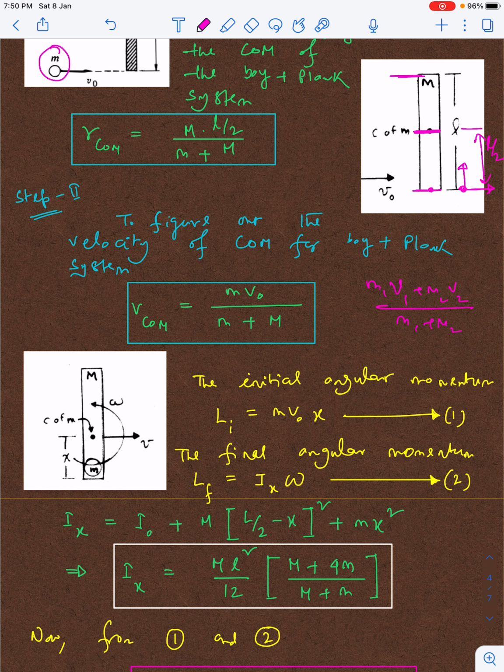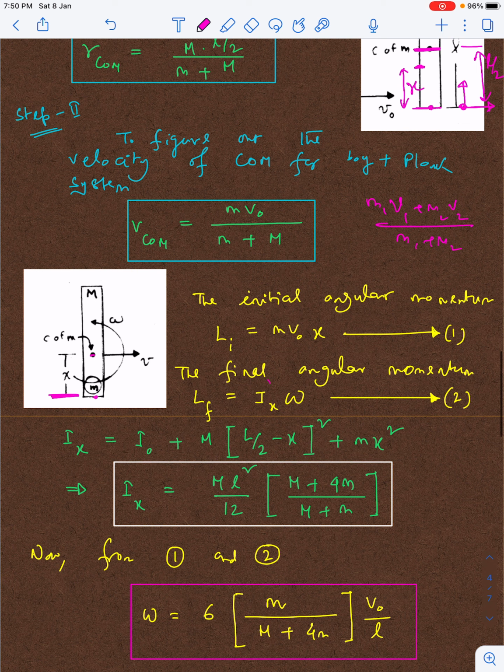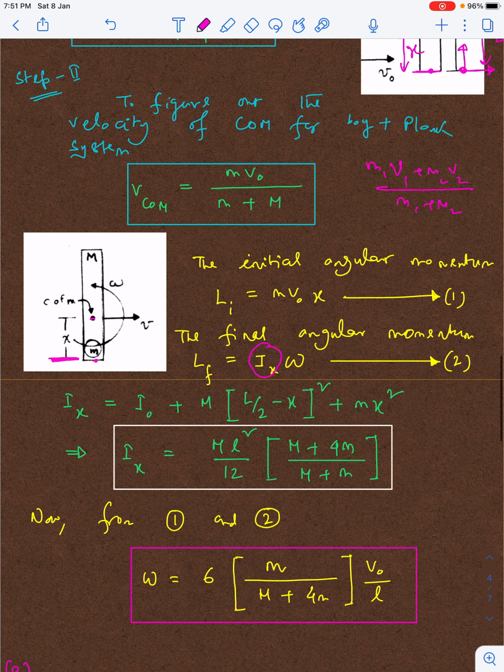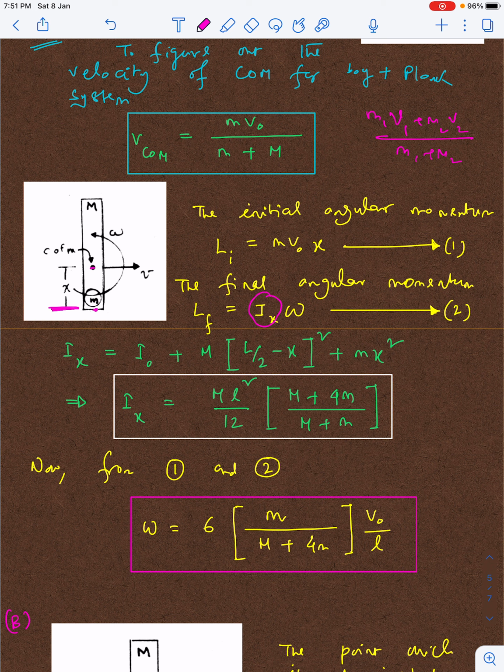What is x here? X is the distance of the center of mass from the bottommost point. Please be careful, it is not L by 2. The center of mass is somewhere here. So that means this is the distance x, right? So x is the distance from this end point to the center of mass. Now I have to figure out the moment of inertia about point x. So for that I have to use the parallel axis theorem, and I have done this calculation which you can easily understand. I am not going to explain the calculation, that you can do very easily. So from that, solving these equations, you will get omega is equal to 6 into small m by capital M plus 4m into v0 by L. So that is going to be the answer for part 1.